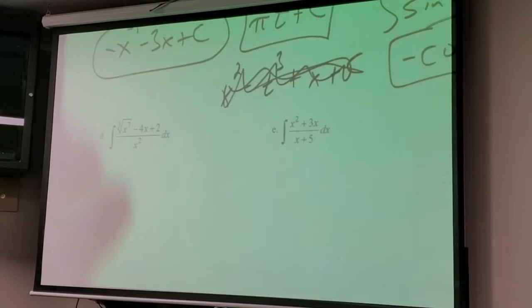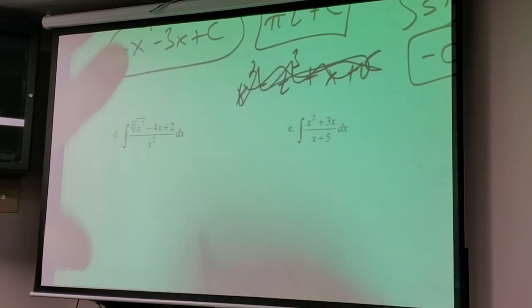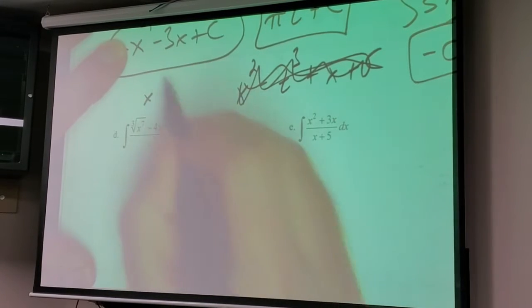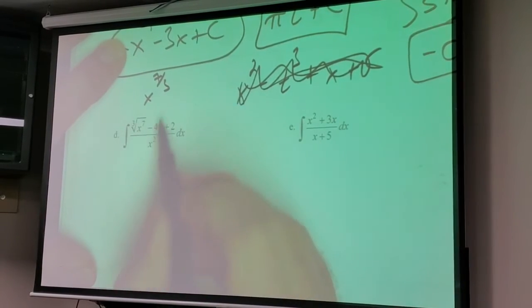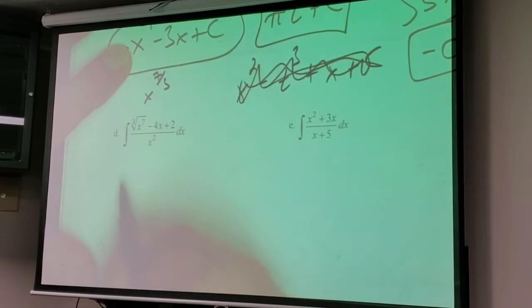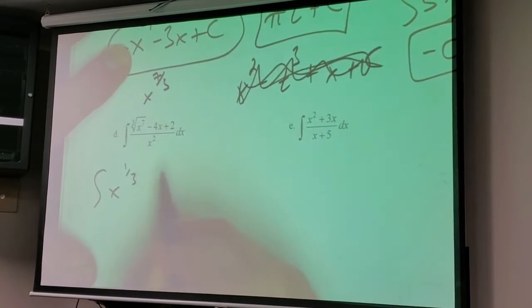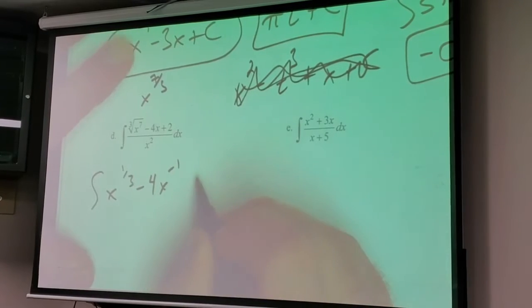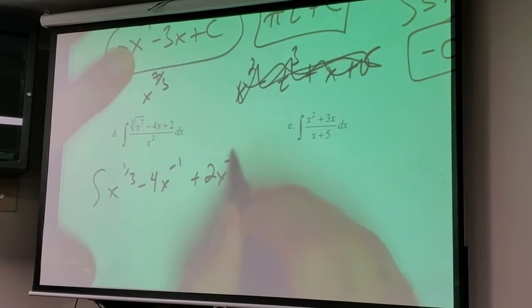Okay. This one's not that bad, really. All right, this is x to the, what is this? X to the, good, roots on the bottom, over x squared, which will be x to the 1/3. 4x over x squared is 4x to the negative 1. And then I get plus 2x to the negative 2.